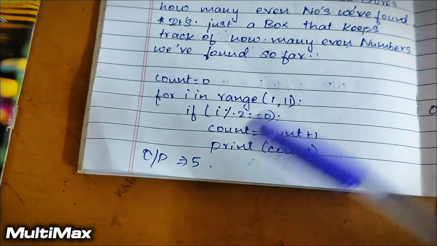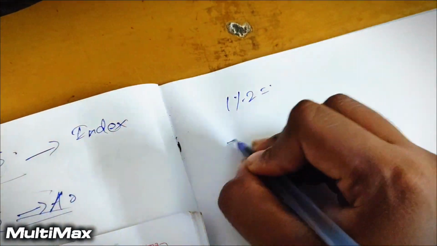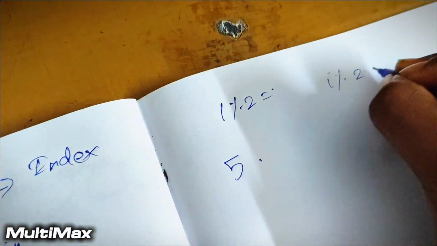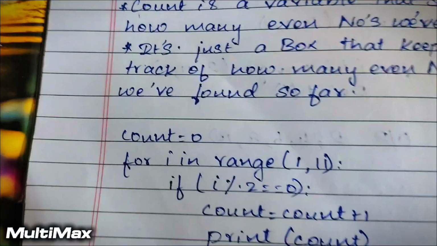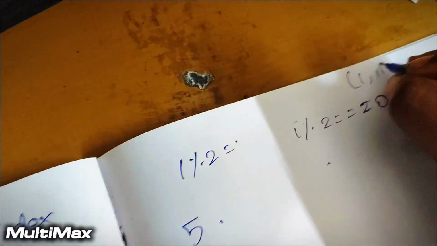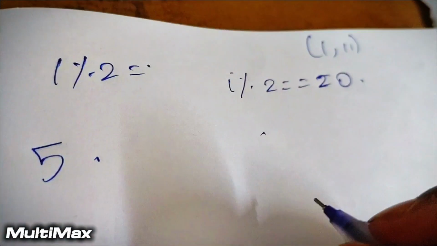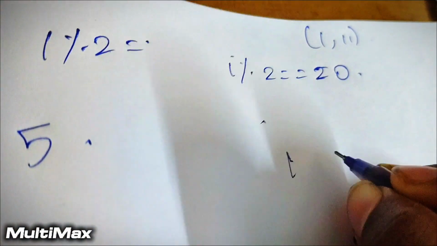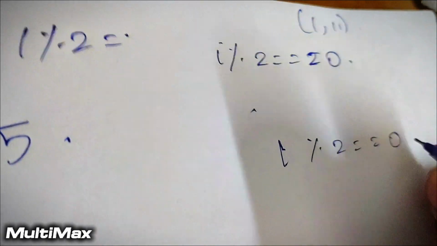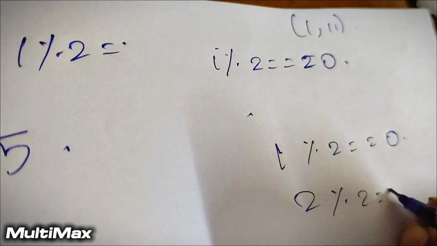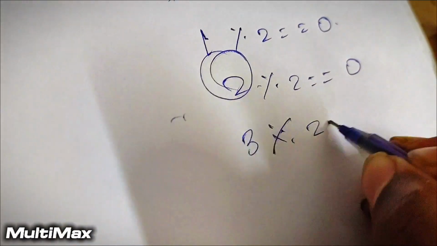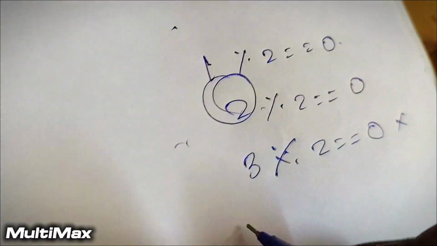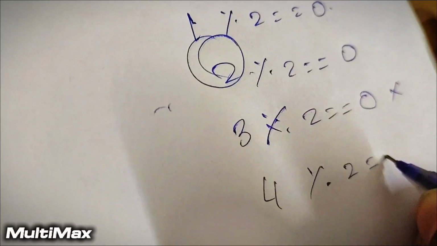So here I have put 5 as the output. Why was I putting 5? Check out this statement: i divided by 2 equal to 0. Our range is 1, 11. The first time, i will be 1, right? 1 divided by 2 is not equal to 0. Then 2, divided by 2 equal to 0, so this one is going. Next 3, divided by 2 is not equal to 0, right? And next 4, divided by 2 equal to 0.